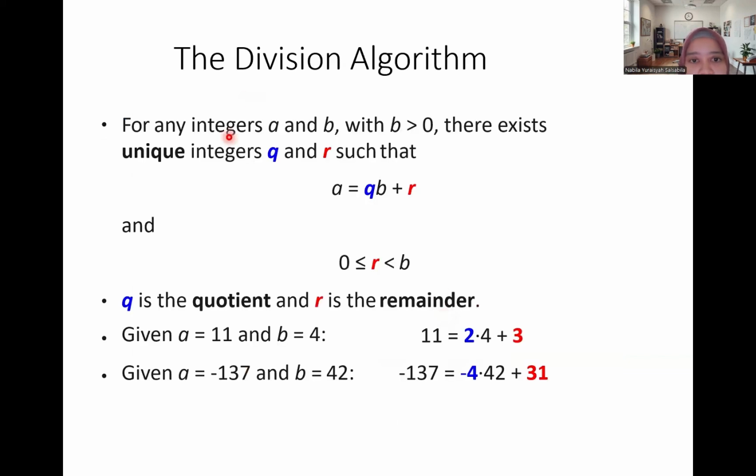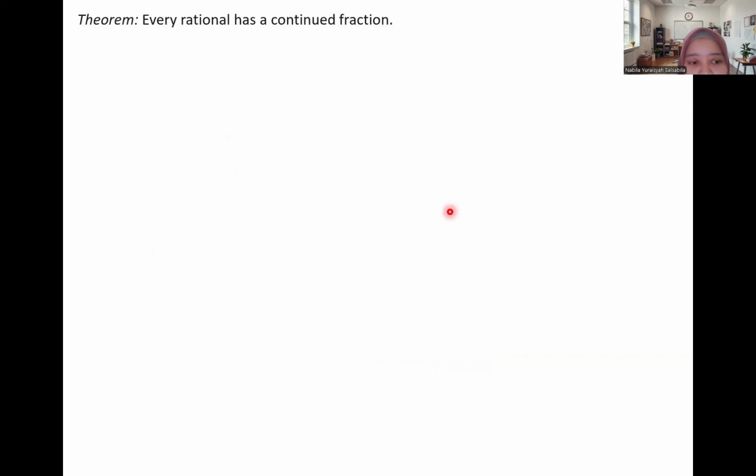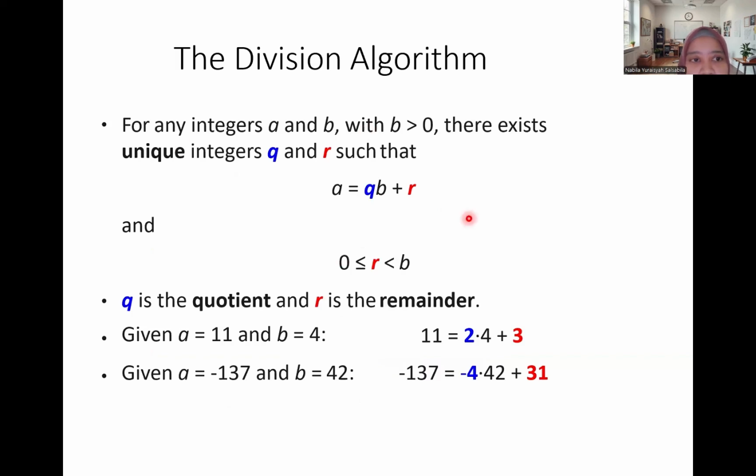So we use the division algorithm. For the division algorithm, we have integers a and b with b greater than 0. There exist unique integers q and r such that a equals q times b plus r. What are q and r? Ya, q itu sebenarnya adalah pengali, the quotient, and r is the remainder, atau sisanya gitu.